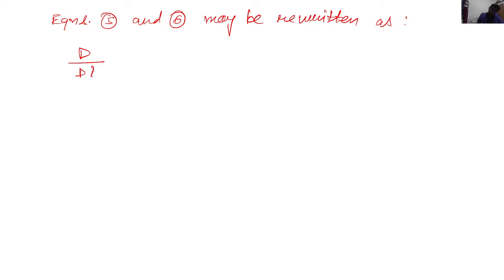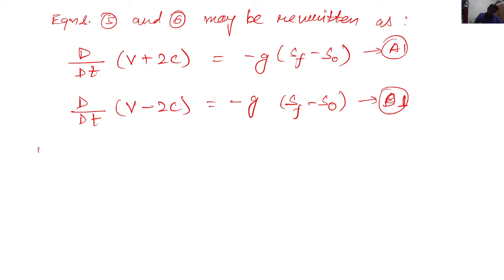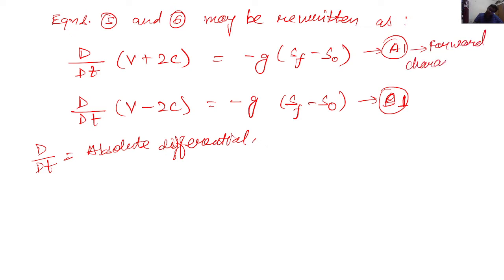So let us write equations 5 and 6 as this. Capital D by dt times v plus 2c equal to minus g sf minus s naught. This is, let us suppose, equation a1, and D by dt of v minus 2c equal to minus g sf minus s naught. Let us suppose this is equation b1. Capital D by dt is nothing but the absolute differential. I will explain it in the next slide. Why are we representing it like this? It is the absolute differential, and a1 is nothing but the forward characteristic, and b1 is the backward characteristic.